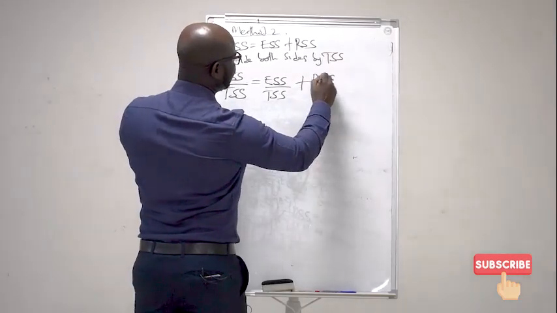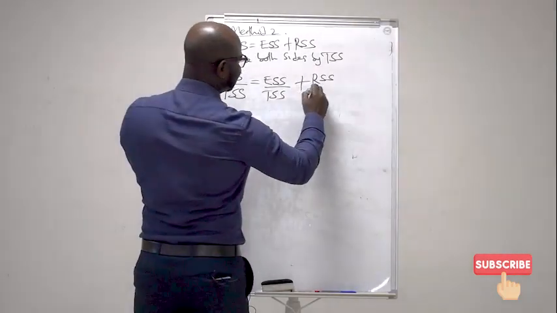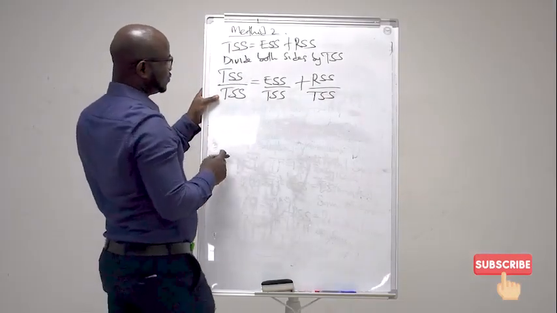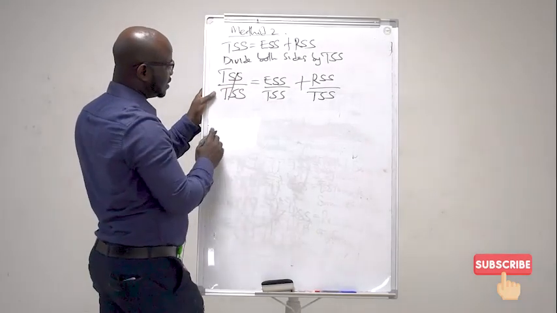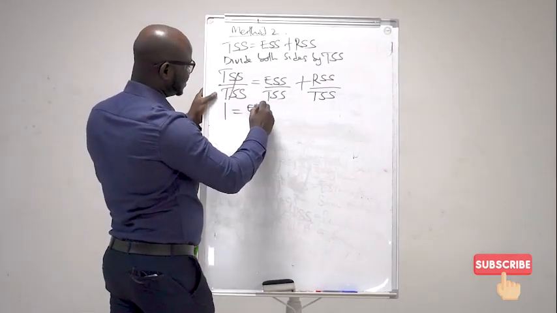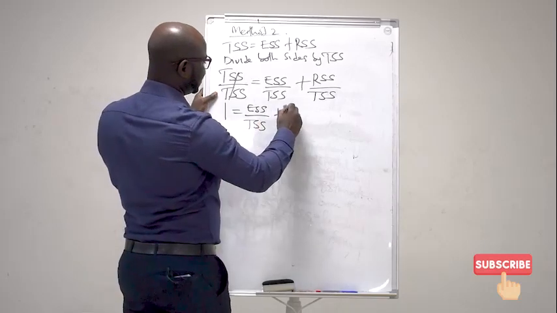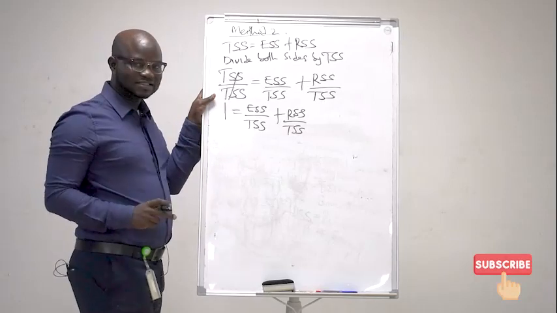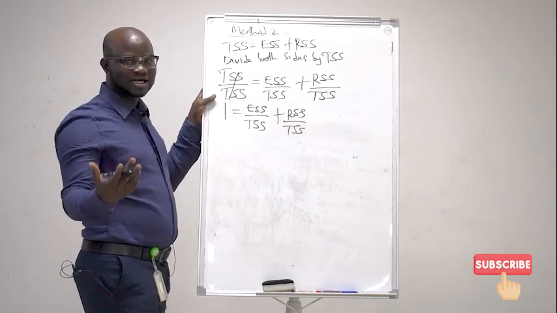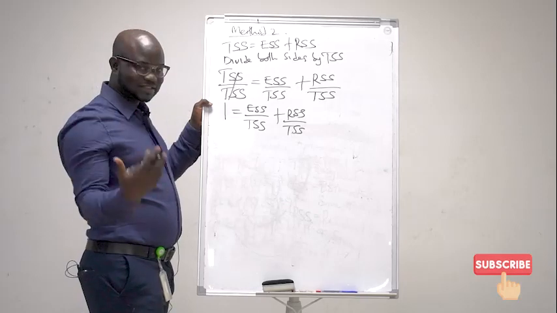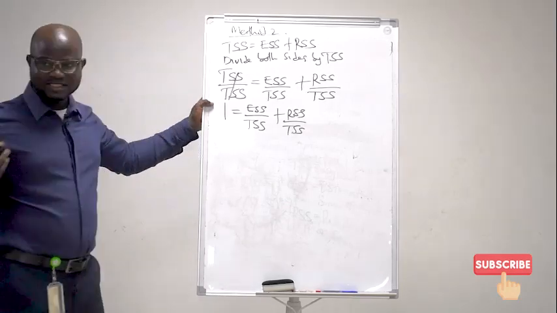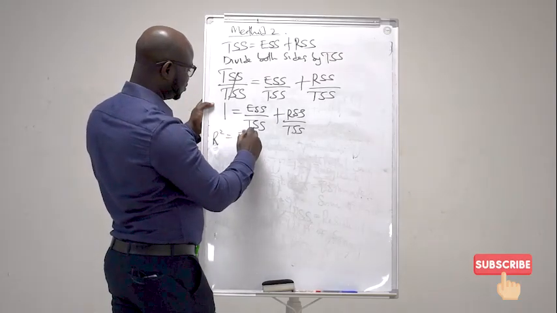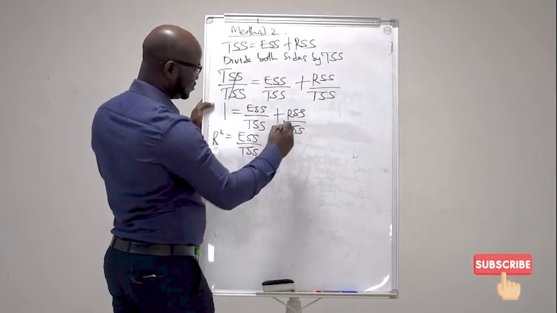plus RSS divided by TSS. So this will be 1, right? So we have 1 equal to ESS divided by TSS plus RSS divided by TSS. ESS divided by TSS is the same thing as R squared, right? So we can use ESS, that is the estimated sum of squares, divided by the total sum of squares, to get the R squared.